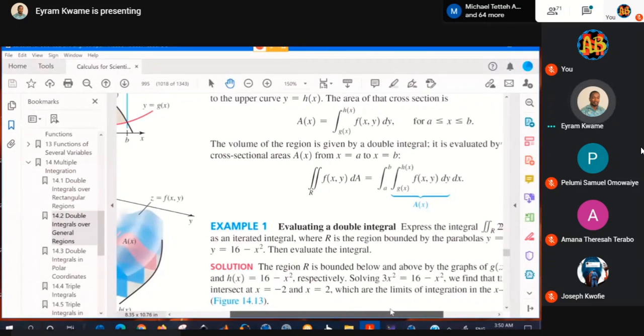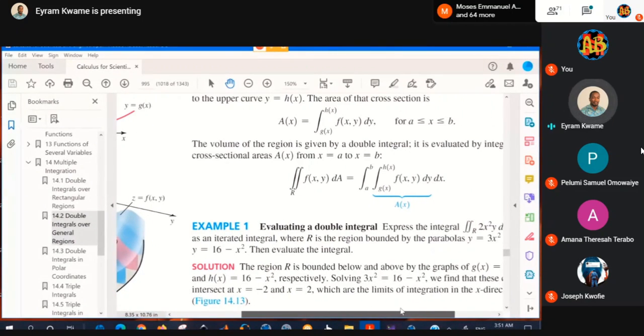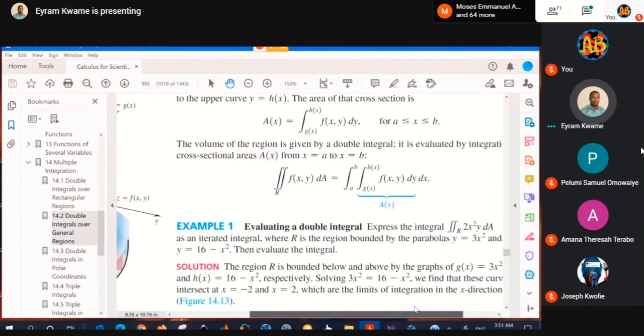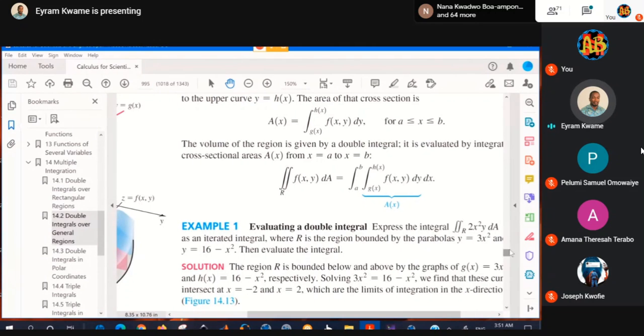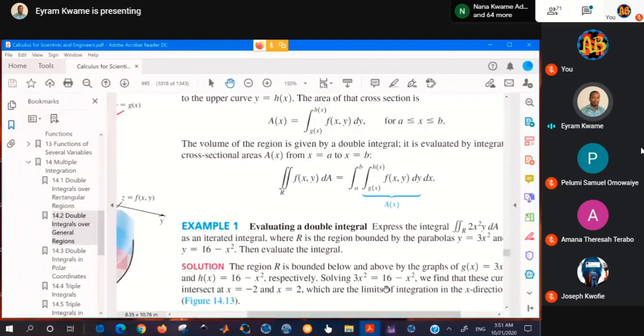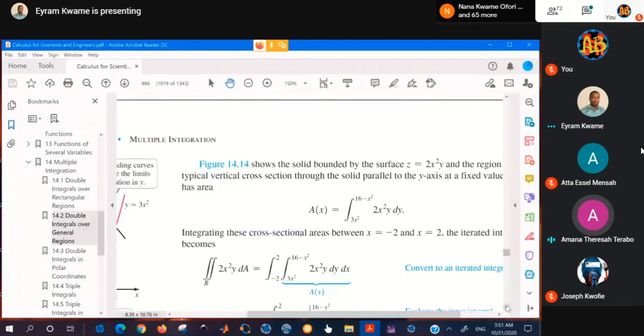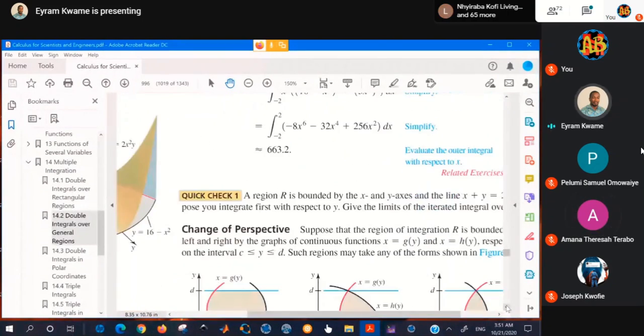Yeah, it just said as an iterated integral where R is the region bounded by the parabolas this and this, then evaluate the integral. And basically it just went on to tell you what you should do, solve this and then find that, and then it gave you the value. Good. Okay, sir. Thank you.